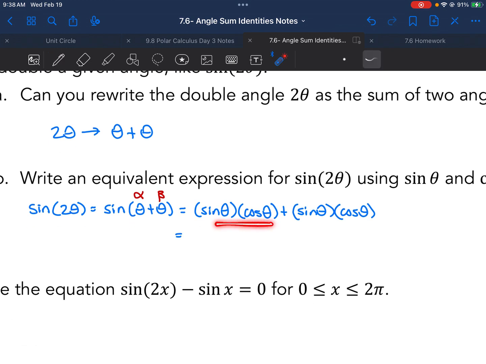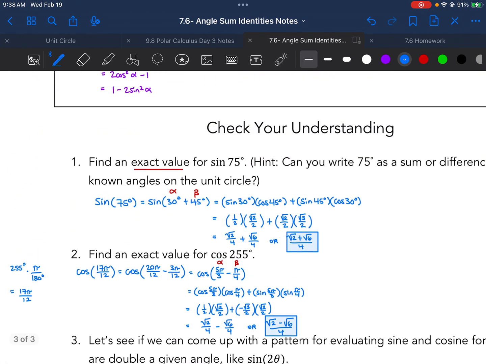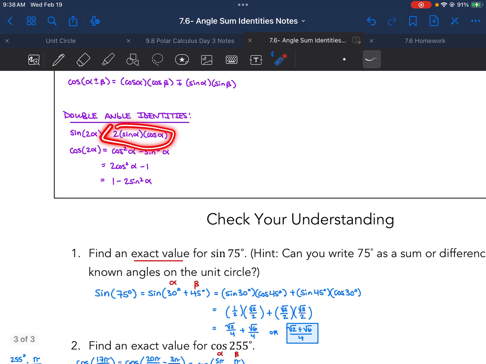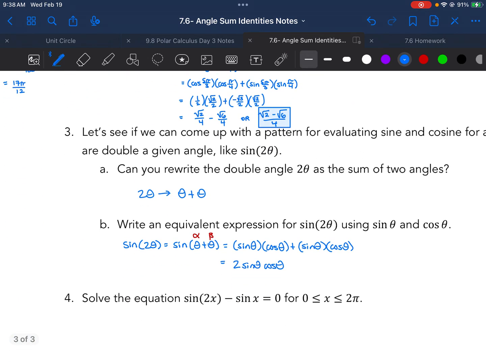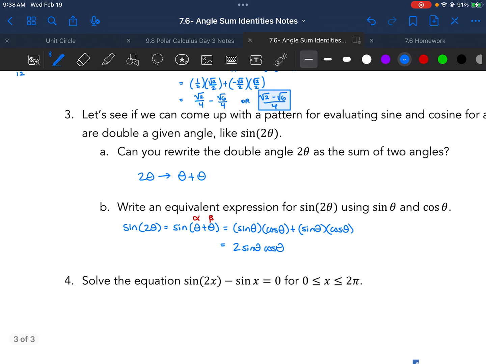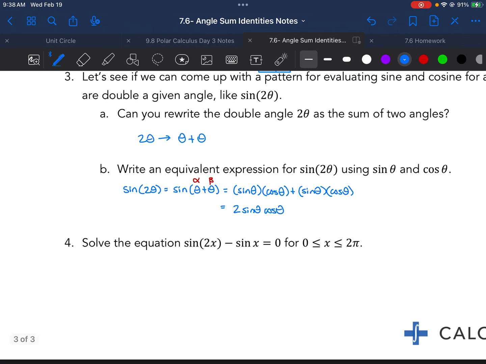There are two of these. This is sine theta cosine theta. This is sine theta cosine theta. If we add them together, there's two of them. 2 sine theta cosine theta, which is exactly the formula we wrote up above. So this was there to kind of show you where that comes from. Those double angle formulas actually are derived from the addition and subtraction formulas.